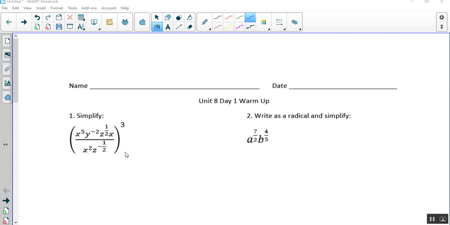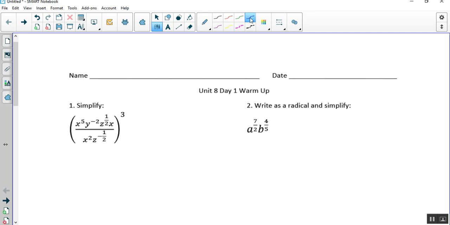So in the first problem we are simplifying an exponential expression. Remember that you have some exponent rules. When you multiply, you can add the exponents. So I'm going to add: I have x to the 5th times x to the 1. That would give me x to the 6th. And let's see, nothing else is going to combine on top there.